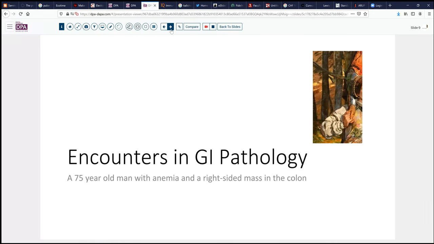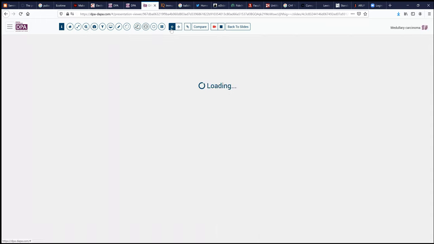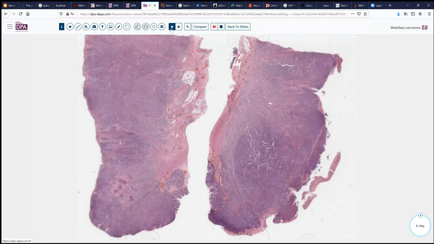Our case today comes from the realm of GI pathology. It's a 75-year-old woman, actually, with anemia and a right-sided mass in the colon. She's not had any specific symptoms of pain, but on further exam, she's found to be losing blood in the colon, and a tumor is discovered, which leads to resection of her right colon.